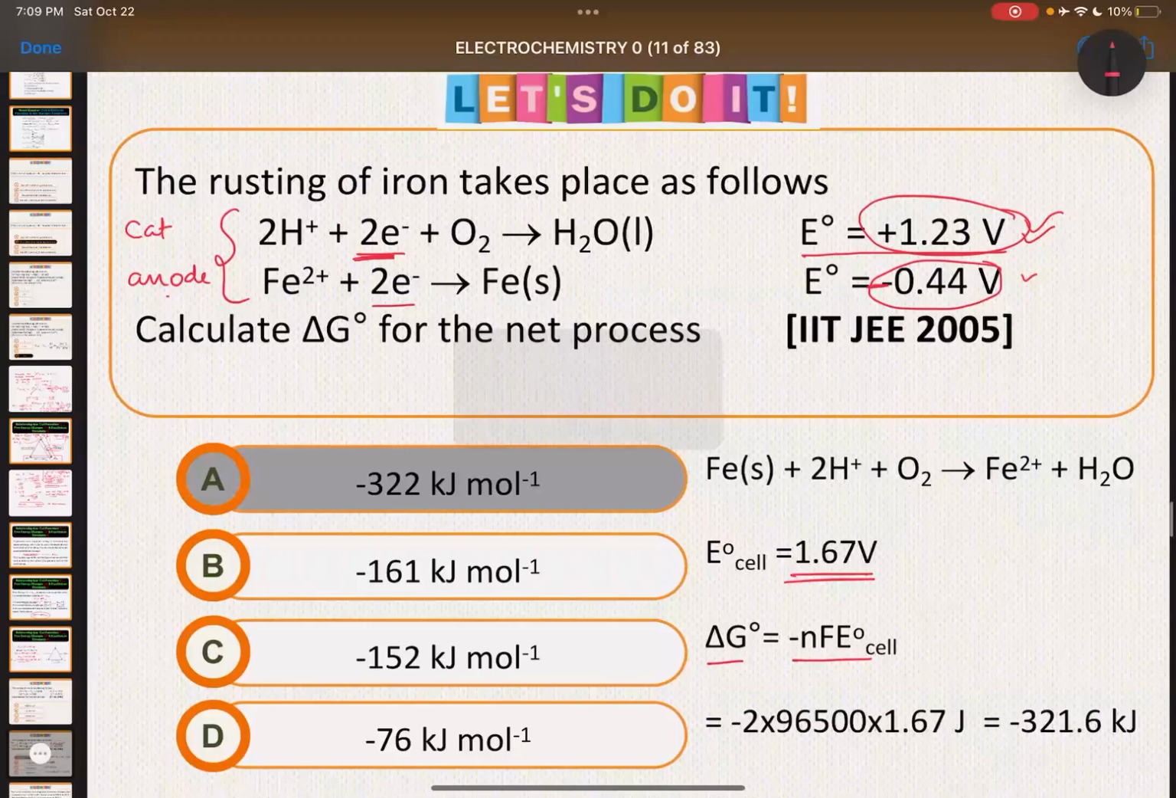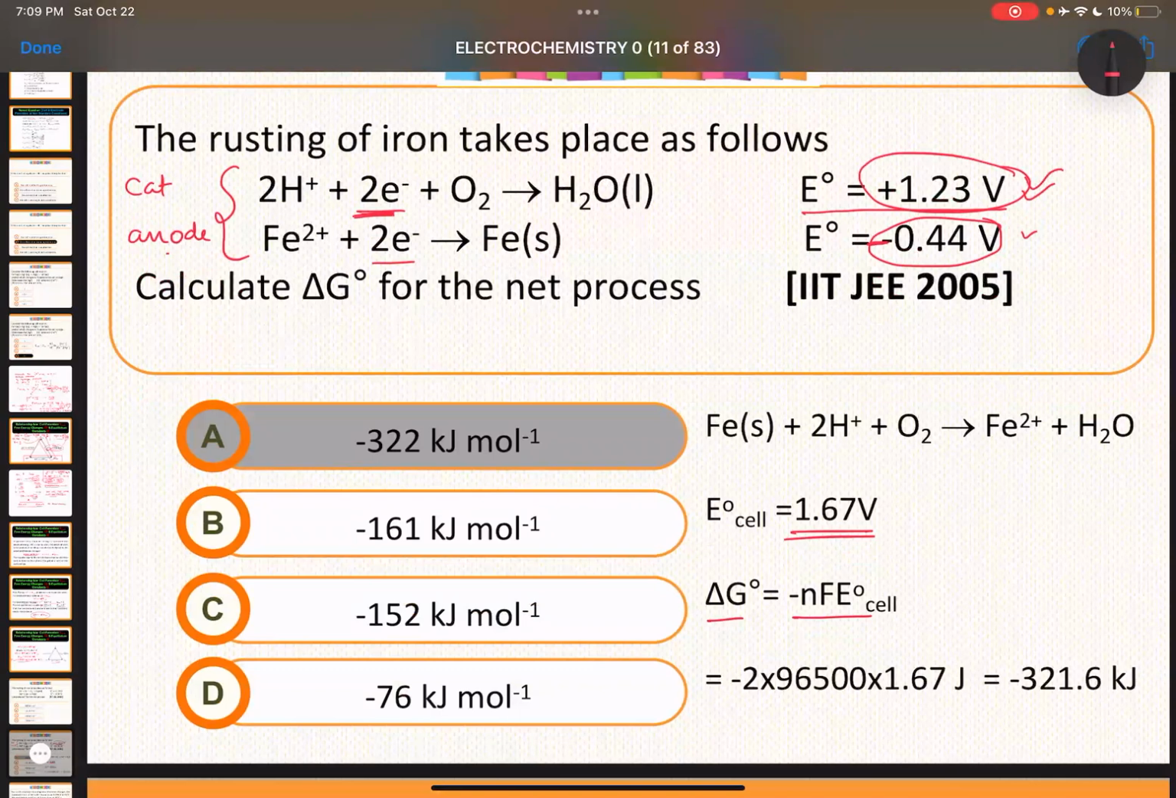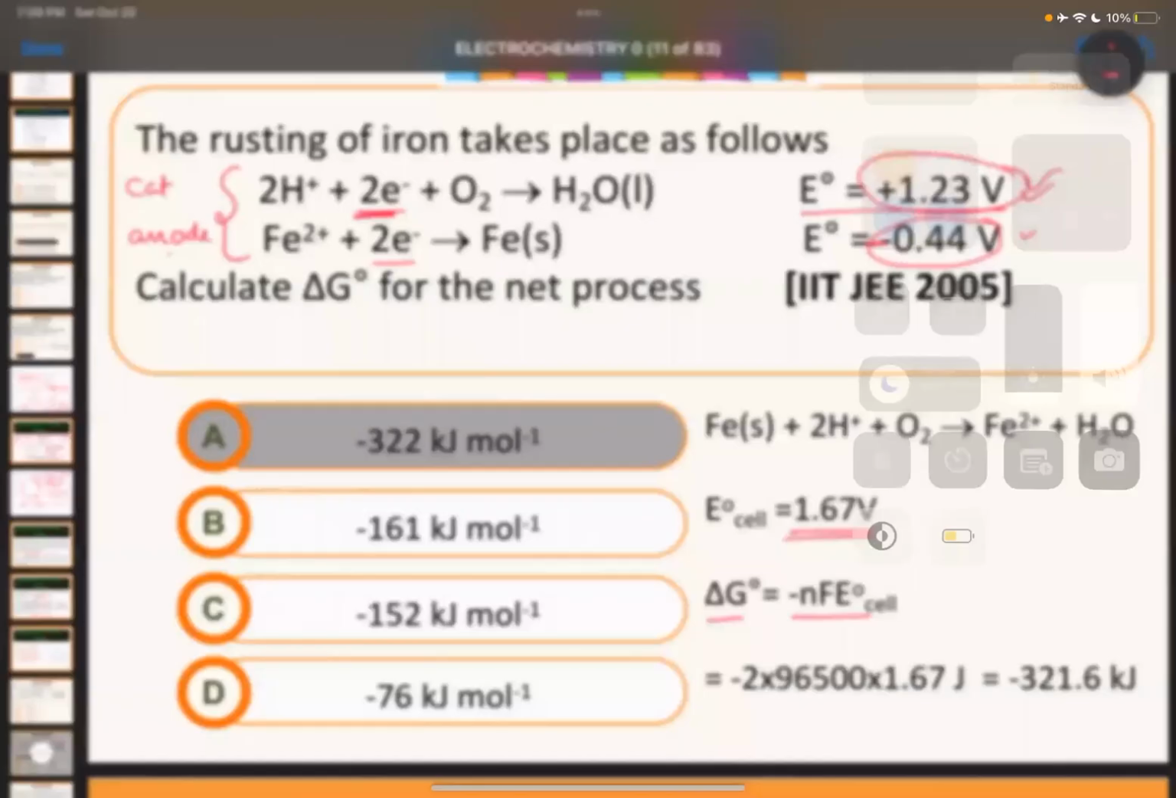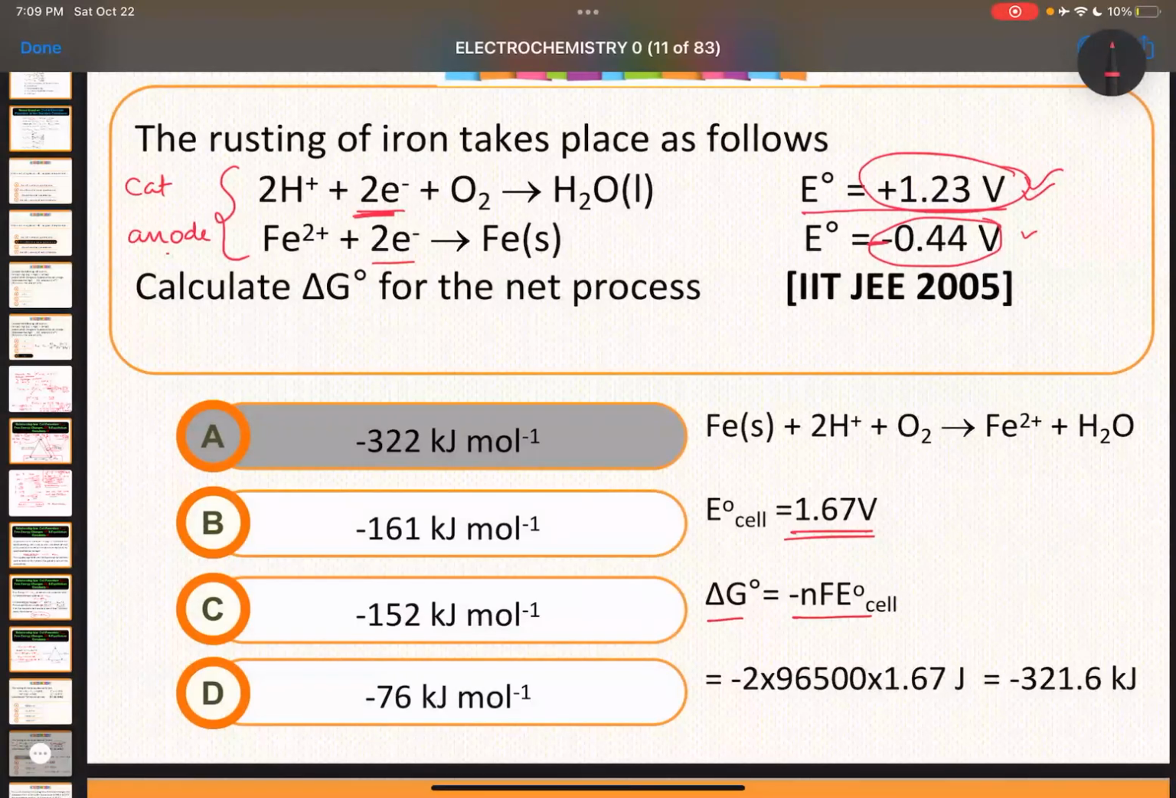Is it clear? So how are we going to do it? For the overall reaction, you need to have the formula. Complete formula you need to write. You need to calculate the EMF. So just calculate the EMF of the complete cell. That's it.